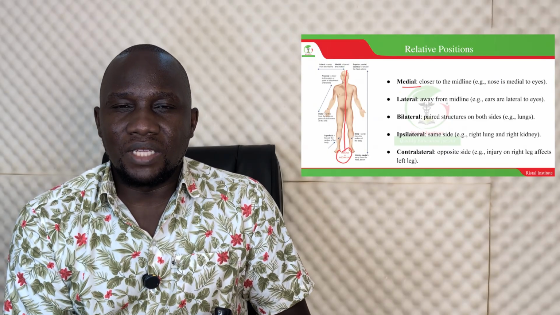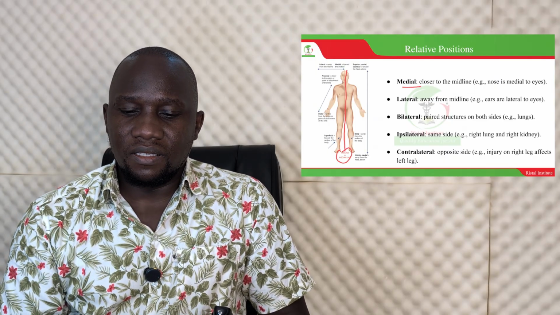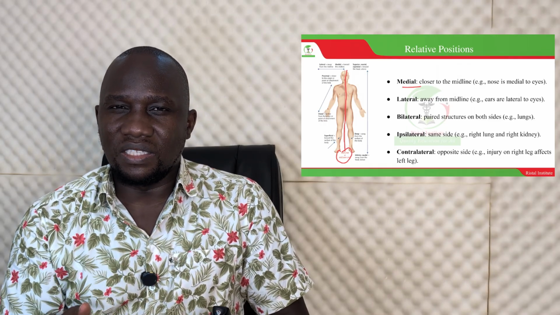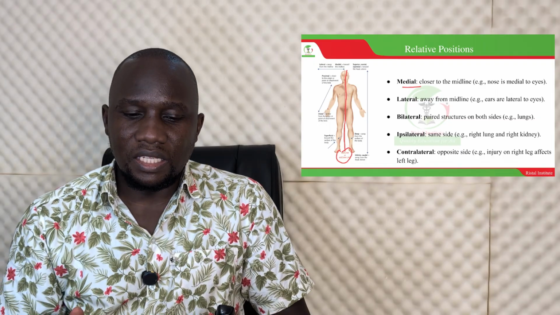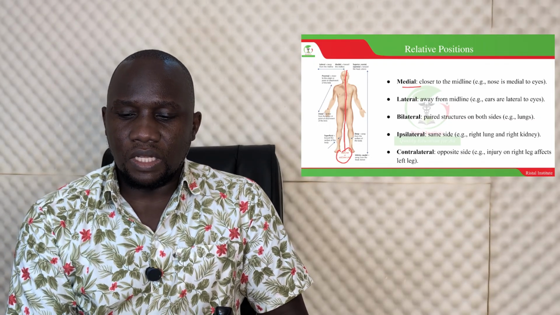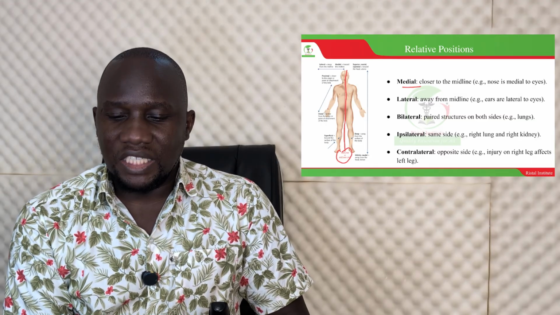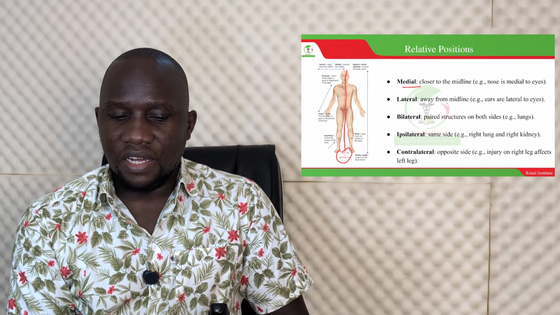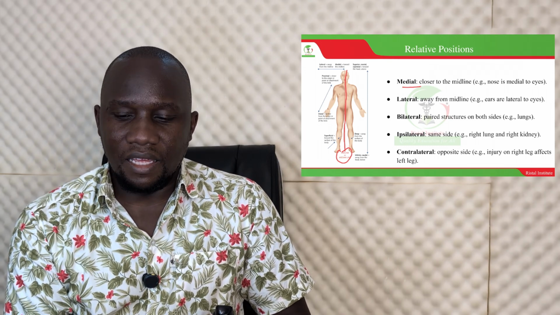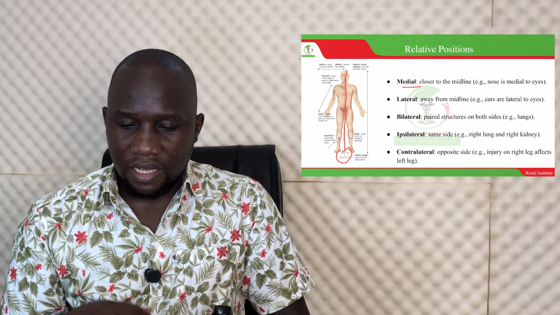But if we say ipsilateral, it means we are looking at two body parts that are on the same side of the body. That is what you call ipsilateral. And then contralateral means opposite side. So the injury can be on the right leg and affect the left leg.